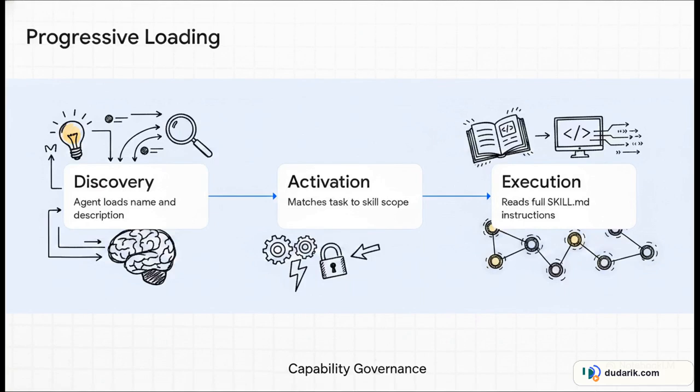First up is discovery. At startup, the agent only loads the name and the description of the skill. Second is activation. When you give the agent a task that actually matches a skill's description, it activates. Third and finally is execution.